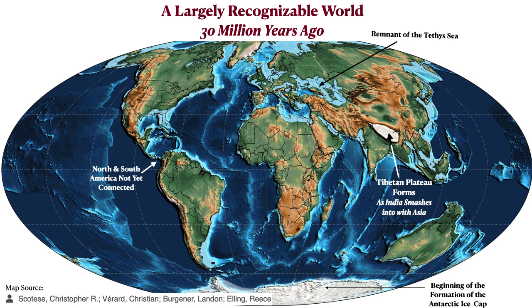I've also noted here the beginning of the formation of the Antarctic ice cap. Before 30 million years ago, Antarctica was not glaciated. It was well vegetated, but that is beginning to change, partly as it moves over the South Pole.